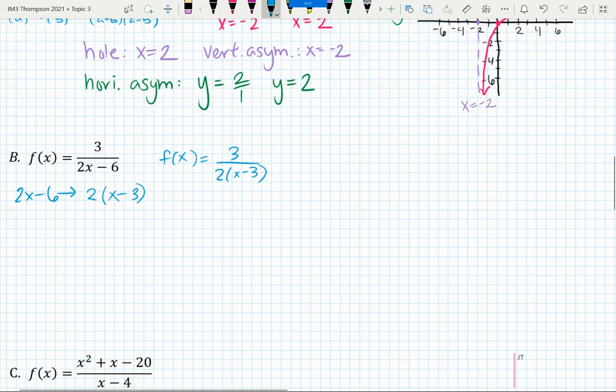Whatever factors I have in the denominator create points of discontinuity. Now, 2 is just 2. I can't set 2 equal to 0. You can only set factors that have an x equal to 0. So I've got x minus 3. I'm going to take this factor and set it equal to 0. That's going to create a point of discontinuity. When I solve for that, I'll get x equals 3. That's it. I only have one point of discontinuity this time.